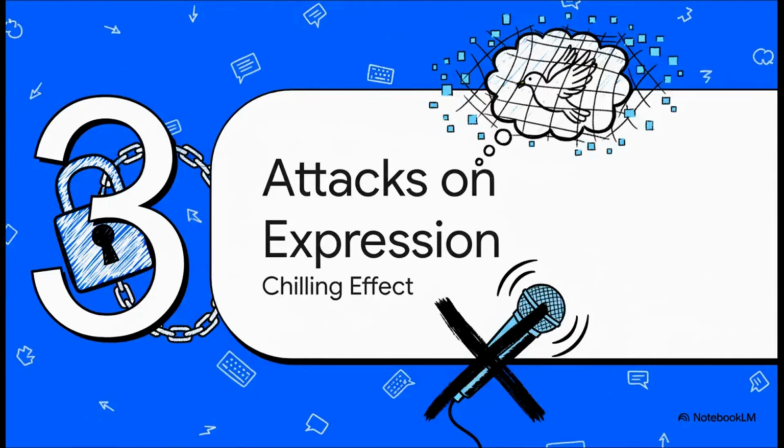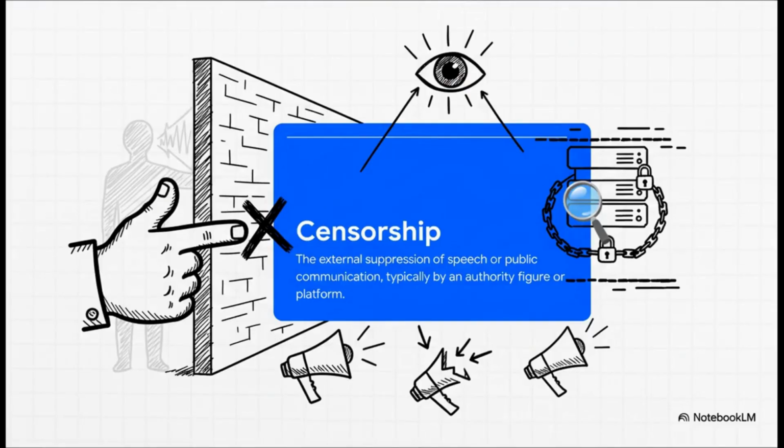And all of this brings us to our third and final category of harm. This one's a bit more subtle, but its effects are absolutely massive. It's all about how the online environment itself can be weaponized to shut people down and attack the very idea of free expression. When we hear the word censorship, this is probably what comes to mind, right? An outside force, a government, a social media platform, steps in and deletes a post or bans a user. It's a power from the outside silencing speech.